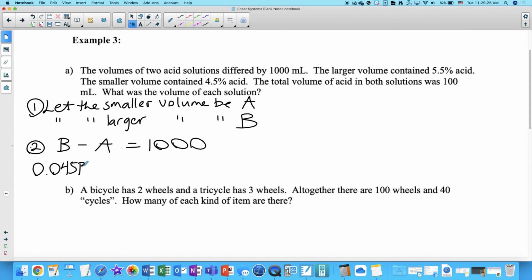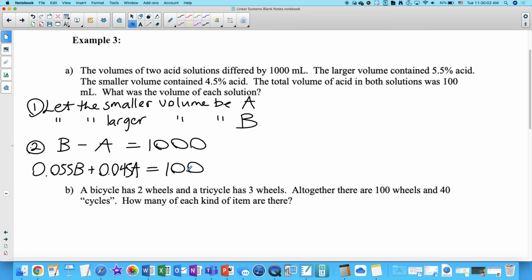You know what I'm going to do? Since the B term comes first and the A term comes second, I'm actually going to do the same thing here. So my larger volume is 5.5% acid. So I'll make this 0.055B plus 0.045A equals 100. Because then, just like we talked about a few minutes ago, B terms line up, A terms line up, numbers line up. Okay? So now we have to solve this thing, right?